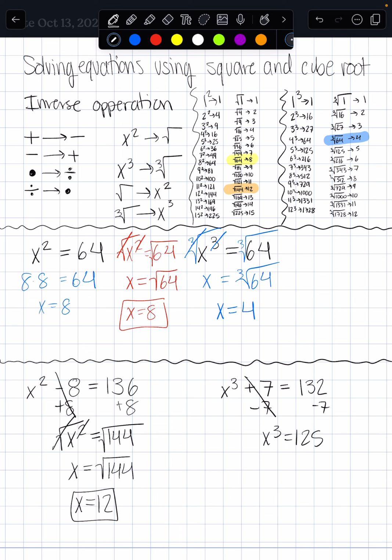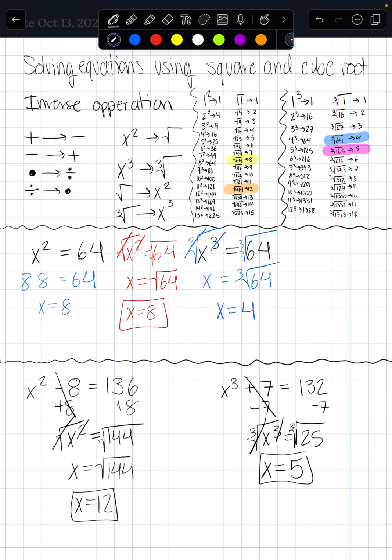Well, now my x cubed is alone, so in order to cancel out that cubed, I'm going to cube root both sides, because that's the inverse operation of cubed, so that cancels. So now I just have x equals, and I need to go back to my chart here and find where I see the cube root of 125. So I'm going to my cube chart on the right, and there it is, 125. So I can see right there that the answer to this equation is going to be 5.